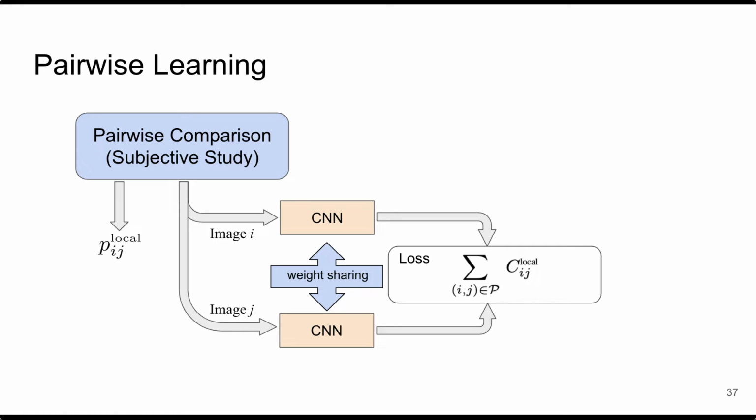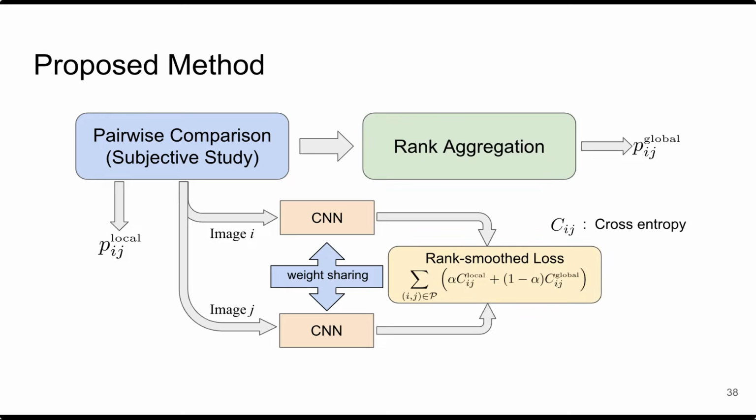However, as I mentioned, the information coming through is only local, meaning that you only see the relative distance between I and J, not the relative distance of I and J given the rest of the data. What we propose is exactly that: one could aggregate and estimate the overall ranking of the images first. Let's call the new empirical probabilities the global PIJs.